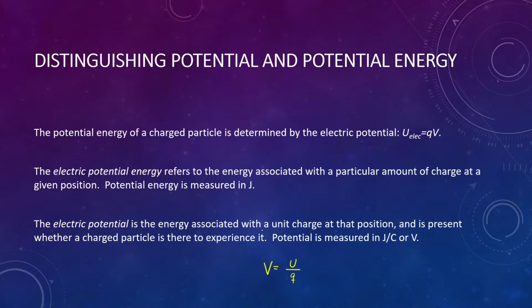But it does not depend on what charge is there to experience it. This is automatically there. This potential is already there, and then other charges just come in to experience that. And so if you look at this equation, the units are energy measured in joules over charge measured in coulombs. So that is a unit of a joule per coulomb, which we call a volt. Right, so this is all recap from last time.